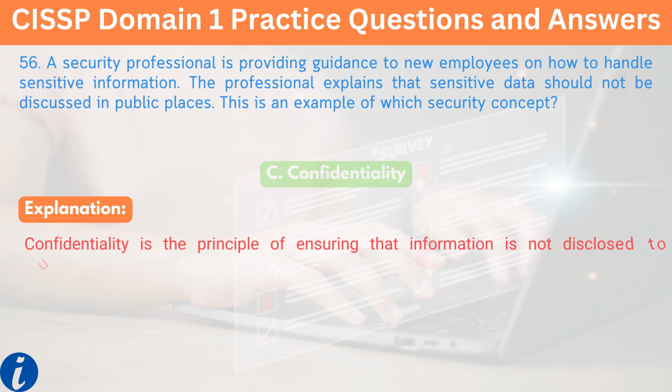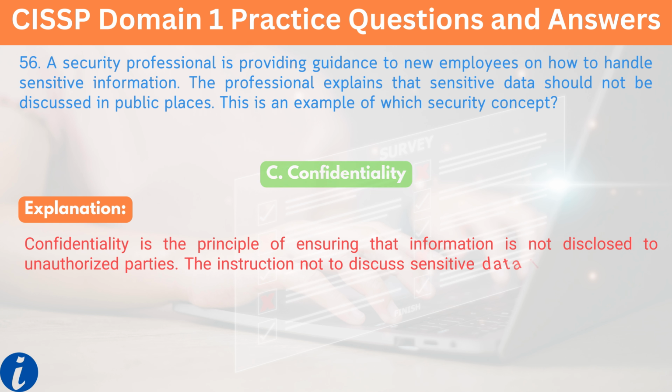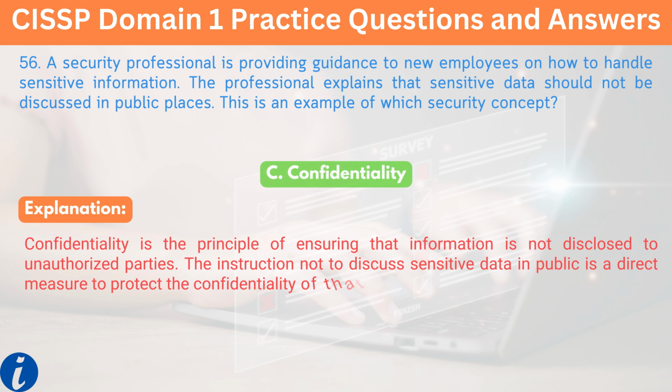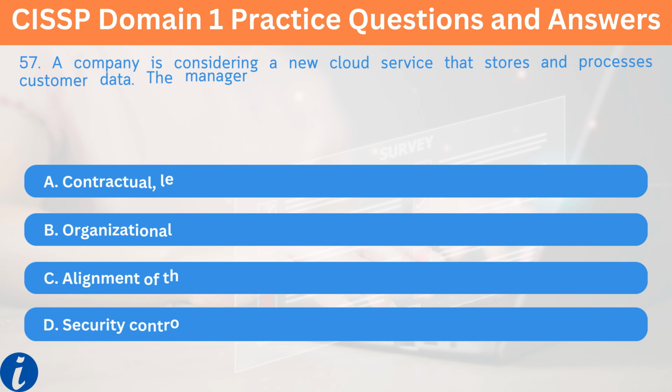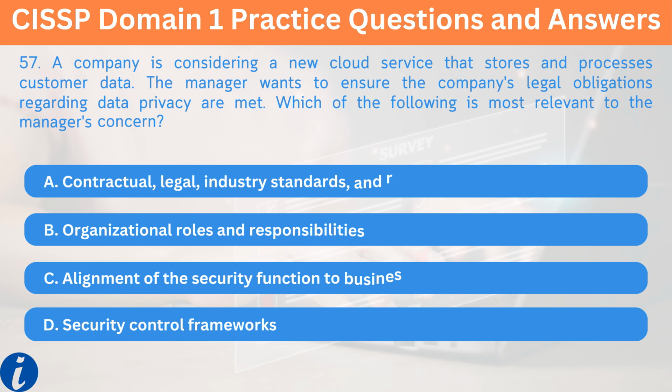Confidentiality. Explanation. Confidentiality is the principle of ensuring that information is not disclosed to unauthorized parties. The instruction not to discuss sensitive data in public is a direct measure to protect the confidentiality of that information from unauthorized listeners.